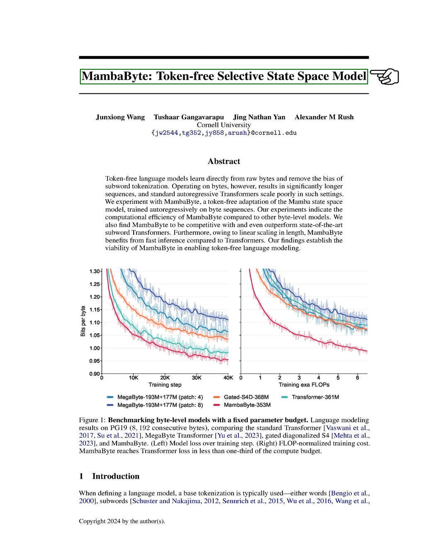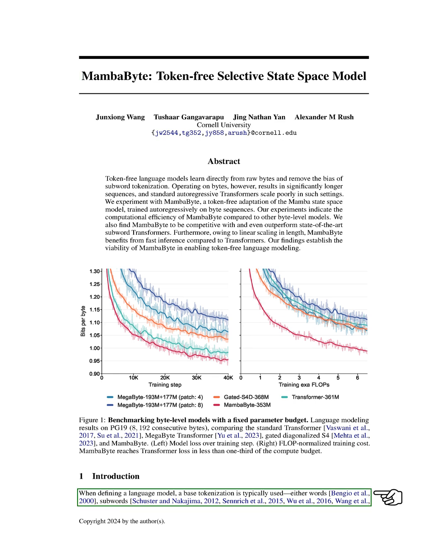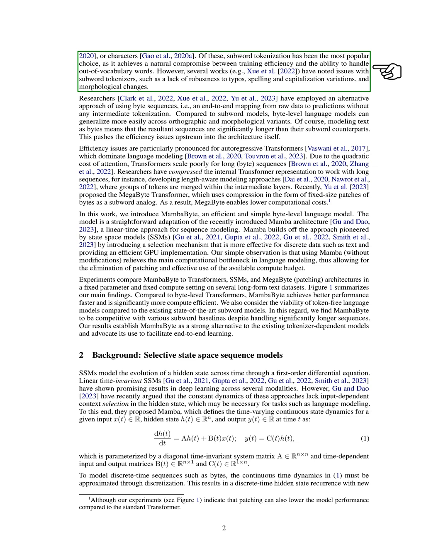Section. Introduction. Let's start by discussing the basics of language models. Usually, these models are built on a foundation of tokenization, which can be based on words, subwords, or characters. Among these, subword tokenization has been the most widely used because it strikes a balance between training efficiency and the ability to handle words that are not in the vocabulary. However, there are some issues with subword tokenizers, such as their inability to handle typos, spelling and capitalization variations, and changes in word forms.